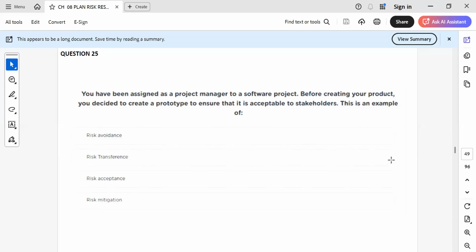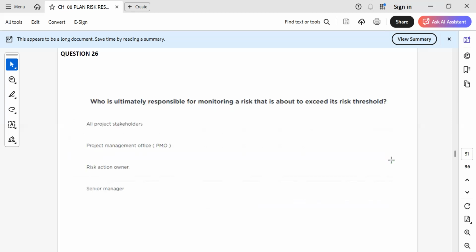So you have been assigned as a project manager to a software project. Before creating your product, you decided to create a prototype to ensure that it is acceptable to stakeholders. This is an example of risk avoidance, no, risk transference, no, risk mitigation. Risk mitigation. Yes. True. Who is ultimately responsible for monitoring a risk that is about to exceed its risk threshold? All project stakeholders, project management office, risk action owner. Risk action owner. Right.